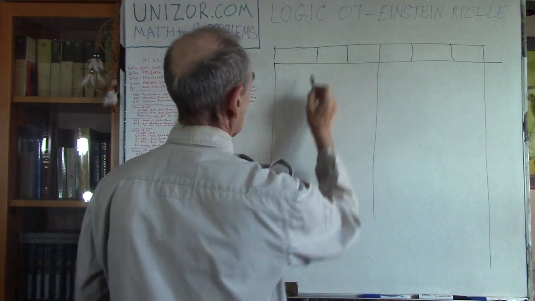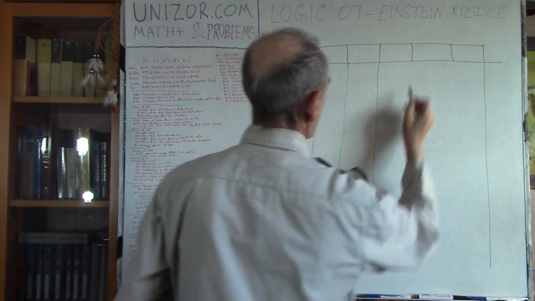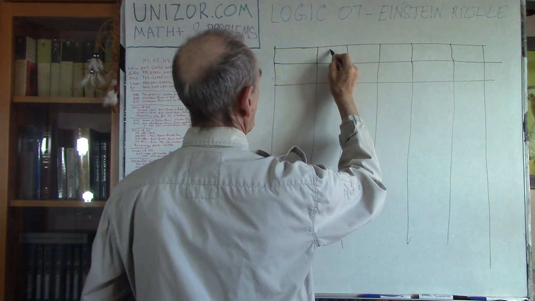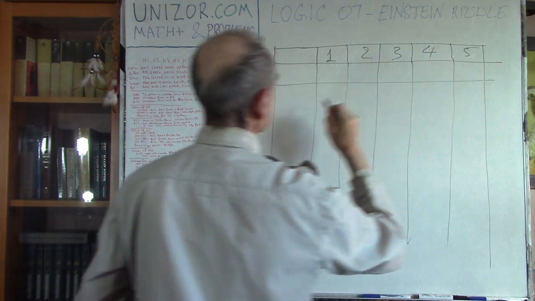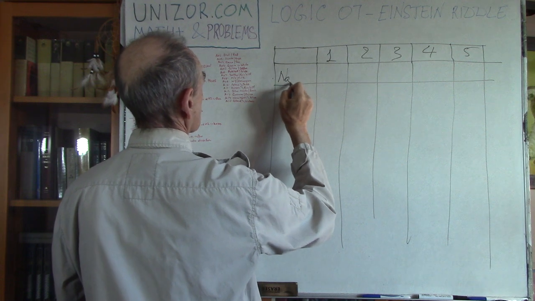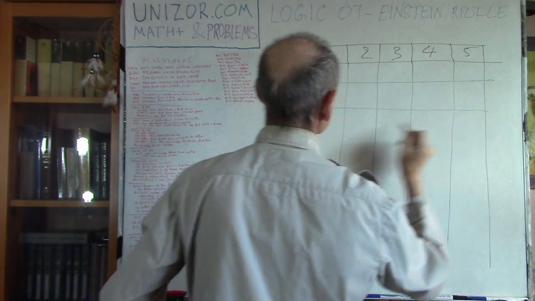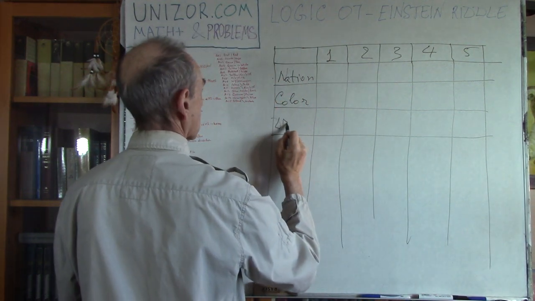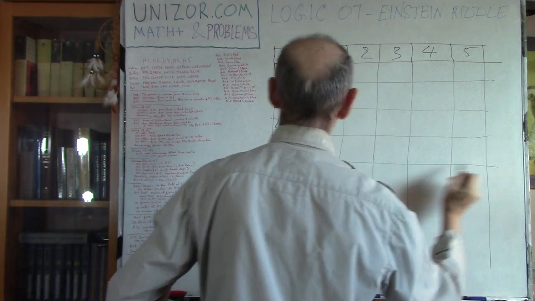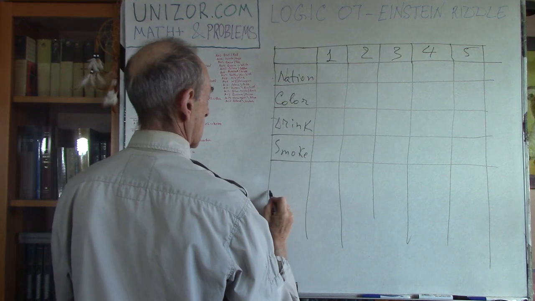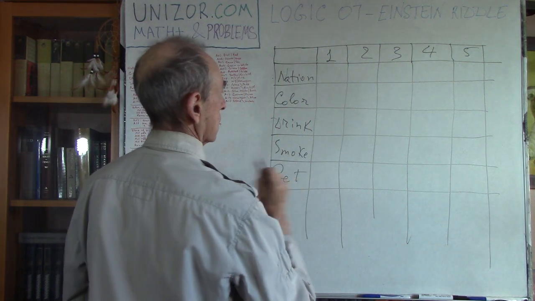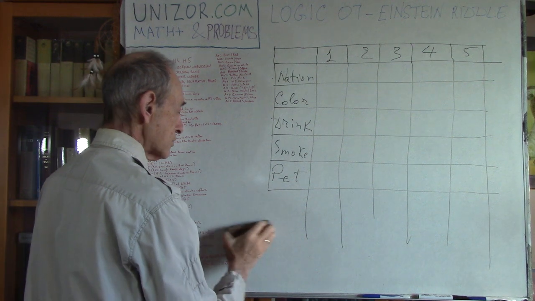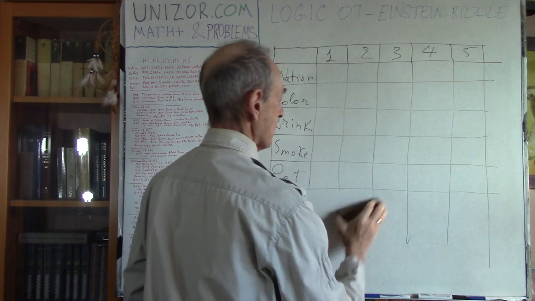Okay, so I will have here this table. Now I will have the line, so this will be house number 1, 2, 3, 4, and 5. Now I will have nationality here. I will have color of the house here. I will have drink here. I will have smoke here. And I will have a pet here. So I will fill up this table using these statements, and gradually my purpose is to completely fill up this particular table.